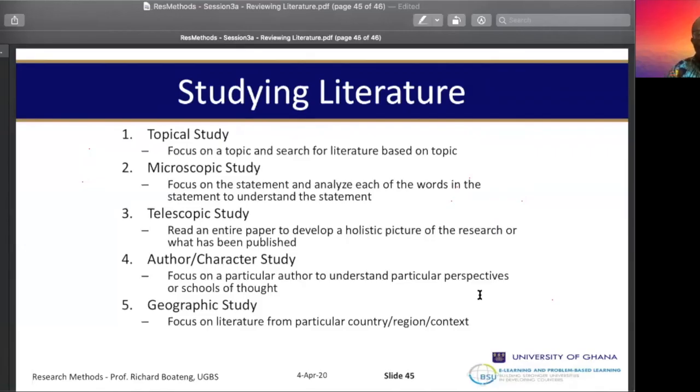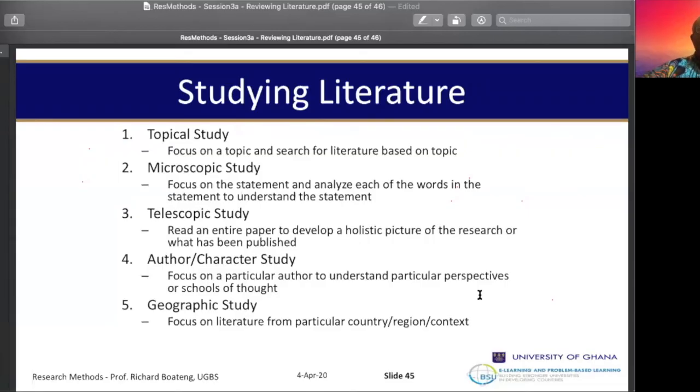Now, to be able to do all of these things I've said, we need to know how to study the literature and then write. Studying the literature means looking in the literature for what is relevant and what is not relevant. So I told you to download papers, and you can look at them from different perspectives.